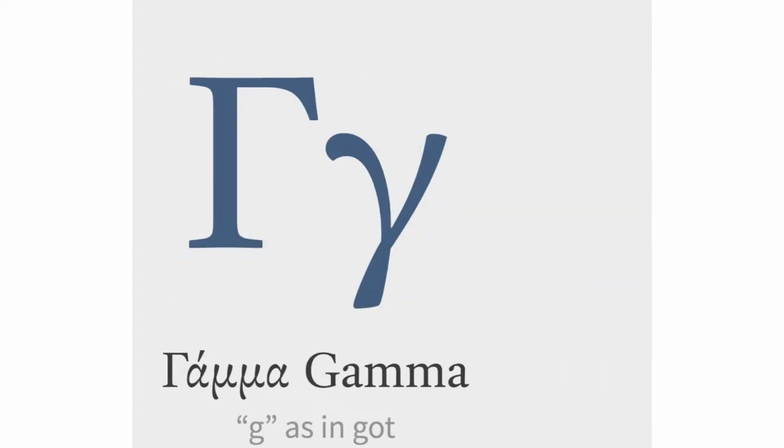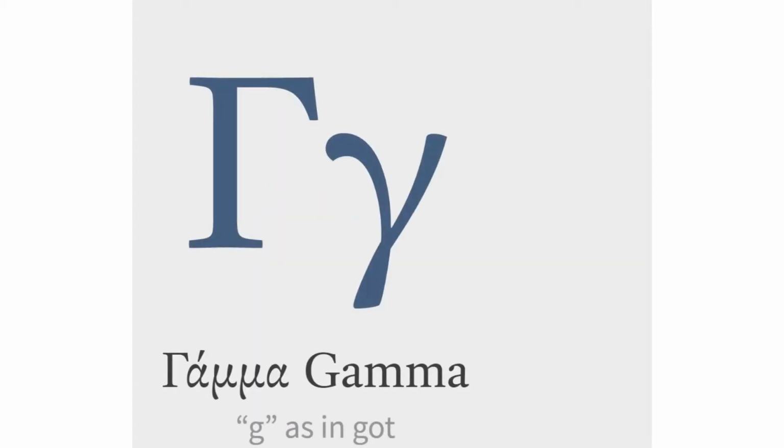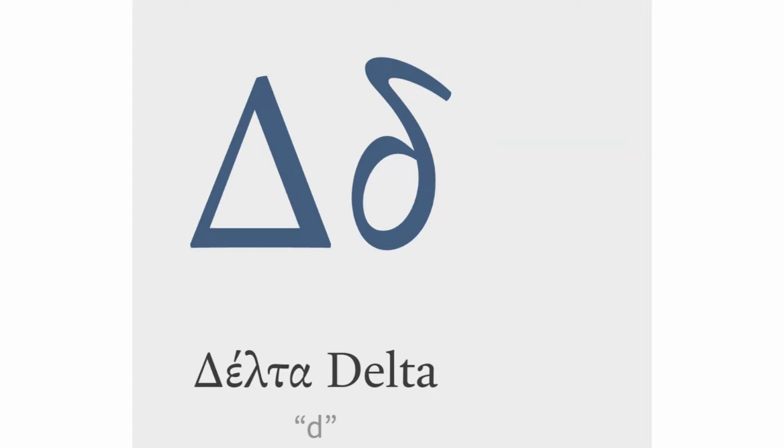Now the third letter is gamma. Say it, gamma. The capital looks like the F with the middle nose missing. The lowercase looks like a lowercase y, but that's actually gamma. Gamma with a G sound, gamma. Alpha, beta, gamma. Then delta.